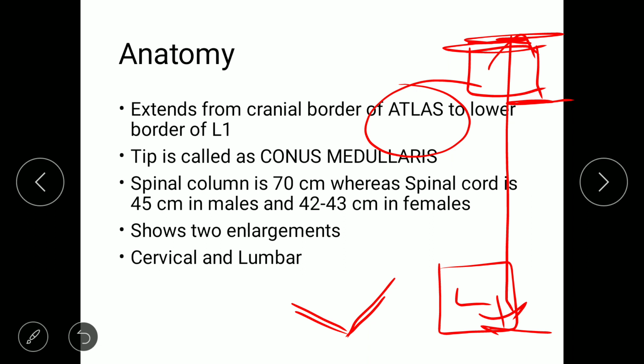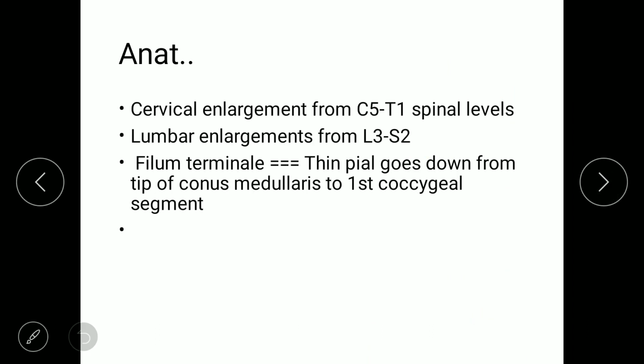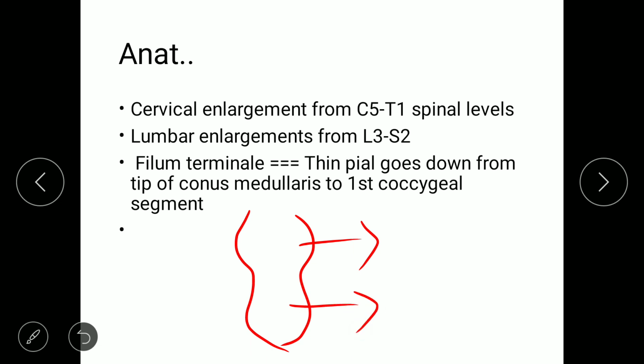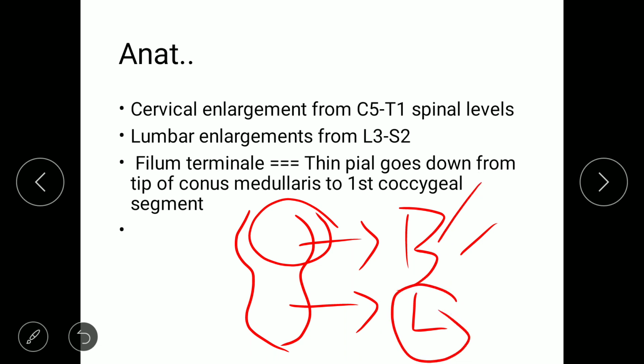And the spinal cord shows two enlargements. One is the cervical enlargement and another is the lumbar enlargement. Spinal cord will be like this. So there will be two enlargements, cervical and lumbar. The enlargement represents the part from where numerous nerves arise. This part gives rise to the brachial plexus and this part gives rise to the lumbar plexus. This lies between C5 to T1 and this from L3 to S2. This supplies the upper limb, this supplies the lower limb. So the cervical enlargement is from C5 to T1 and the lumbar enlargement from L3 to S2.